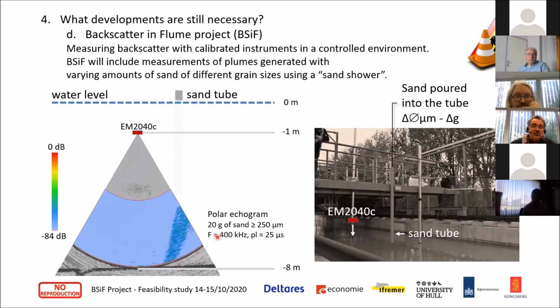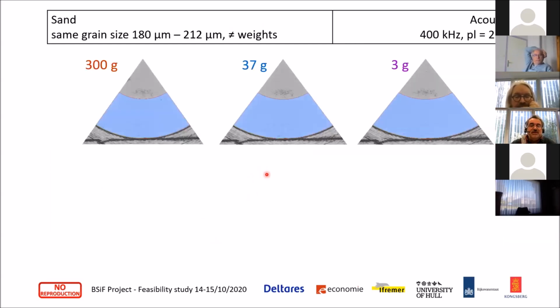So we use 400 kilohertz and a pulse length of 25 microseconds, and you see clearly the plume passing through the swath. The total depth of the plume is 8 meters. So using this system, we can modify the weight of sand, or we can play with the diameter and combine the measurements.